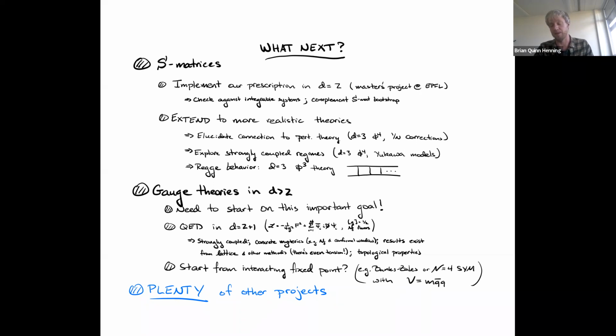Now, the theory that we all want to actually study is gauge theories in 3 and 4 dimensions, in QCD. At the moment, the existing technology for truncation can handle scalars and fermions in arbitrary dimension, but only gauge theories in 2D, because there the gauge field is non-dynamical and you can integrate it out. There's no inherent reason why it can't be done. It's just that this is a small community that hasn't been working on it, so I think it's very important that we start on this goal.